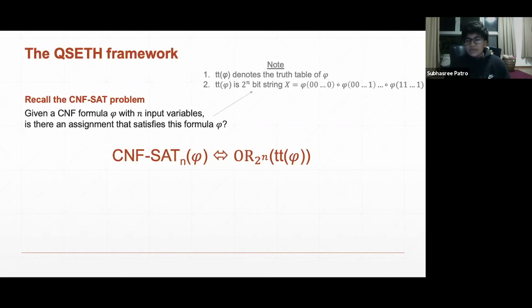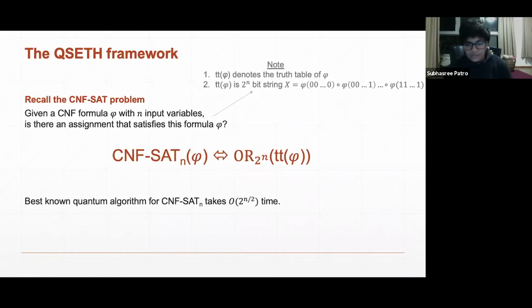And what do I mean by the truth table of a formula? The truth table of a formula of n variables is a 2 power n bit string, which is the concatenation of the result that the formula evaluates to for every possible assignment. So it's like the output of phi on the all-zero input, concatenated with the output of phi on say 0001, and so on up to all these possible assignments. Okay, so that is a 2 power n bit long string. So I could rewrite CNF SAT on phi as computing a property, say OR, on this truth table of phi.